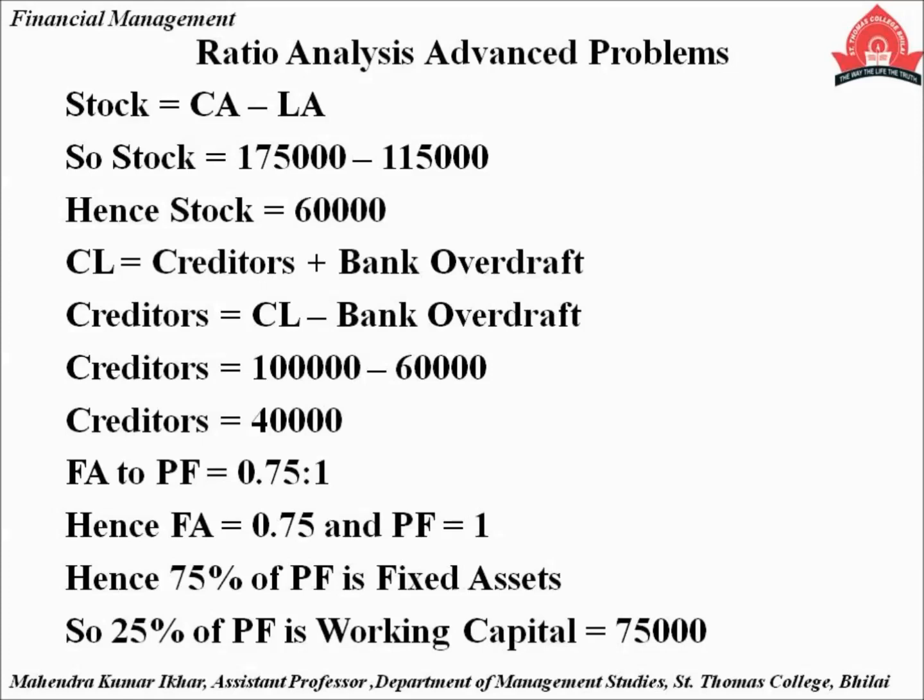So let fixed assets equal 0.75 and proprietary fund equal 1. So we can say that 75% of proprietary fund is fixed assets. So 25% of proprietary fund is working capital, because a portion is invested in fixed assets and the remaining portion is always kept as working capital. So we have 25% of proprietary fund in the form of working capital, which equals 75,000.